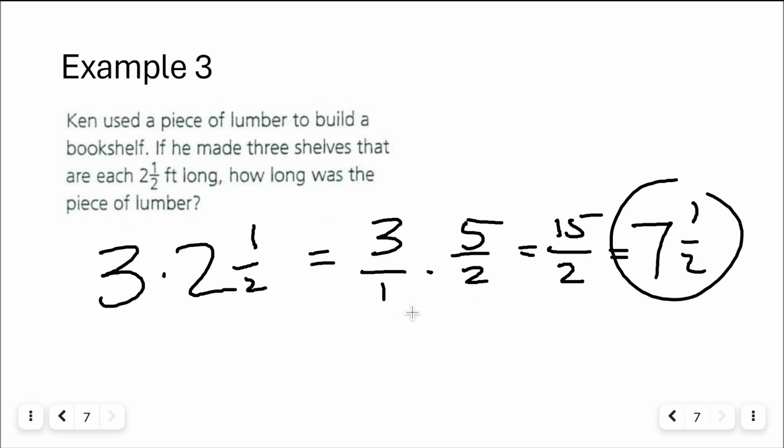Okay? And that's it. So really, multiplying and dividing mixed numbers is just a combination of converting from mixed numbers to improper fractions and back again, and multiplying and dividing fractions, which you already knew how to do.